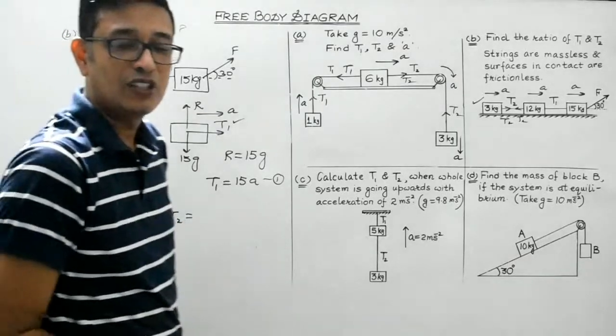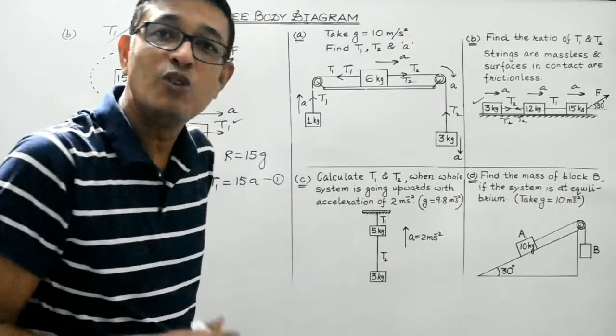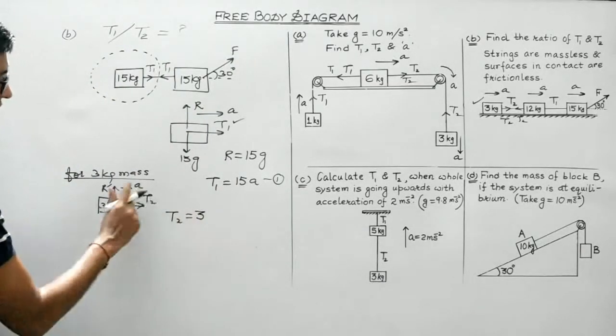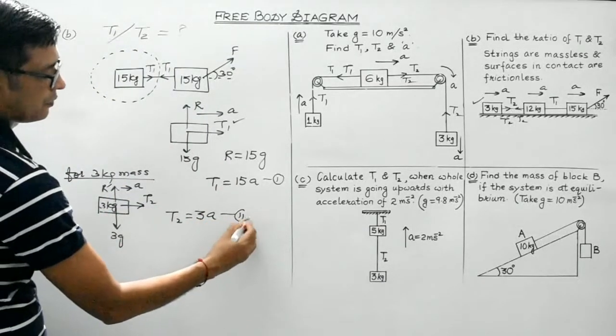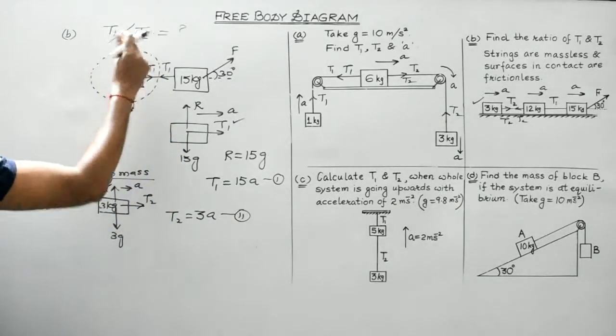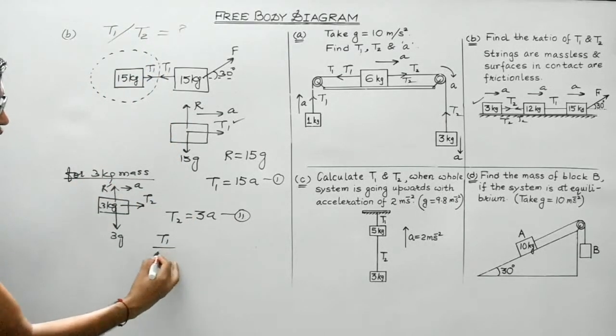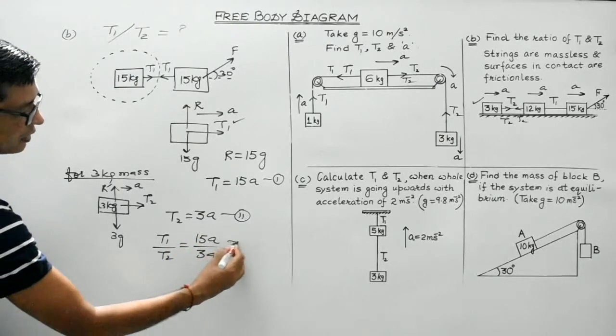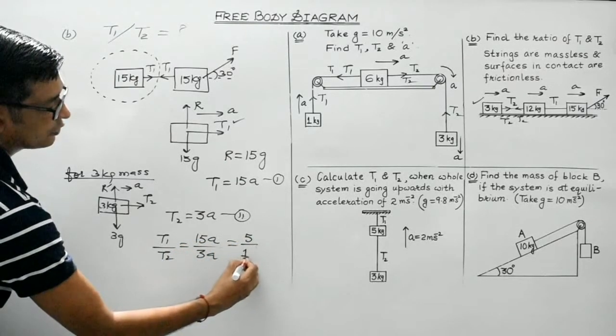And as per Newton's second law, students, net force is equal to mass into acceleration. Its mass is 3 and acceleration is A. So we need to find the ratio of T1 by T2. Dividing these two, T1 by T2, we get 15A divided by 3A. So it will be equal to 5:1.